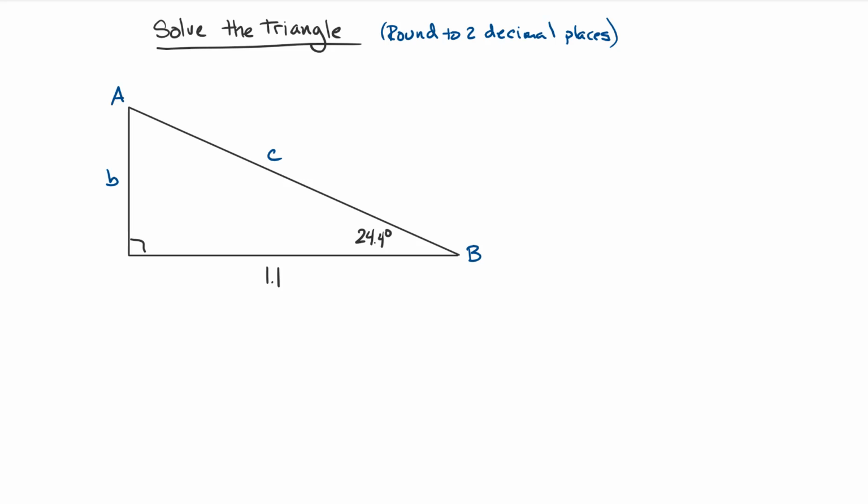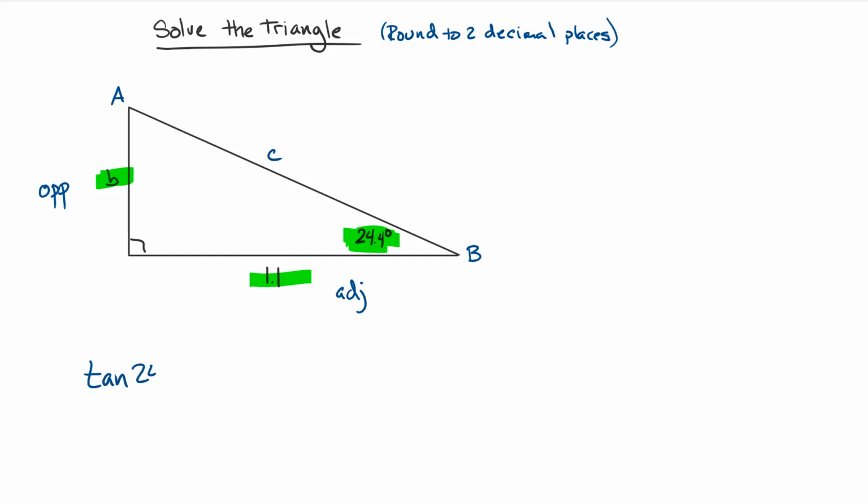Why would I say cosine or tangent? Because the only piece of information we know about a side is its adjacent side. Sine doesn't talk about the adjacent, but cosine is the adjacent over the hypotenuse, and tangent's the opposite over the adjacent. So for this one, I'm going to think tangent, because that could help us solve for the opposite. We got an angle. Let's go get B.